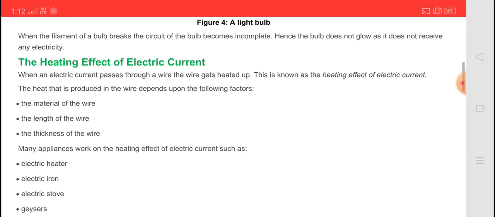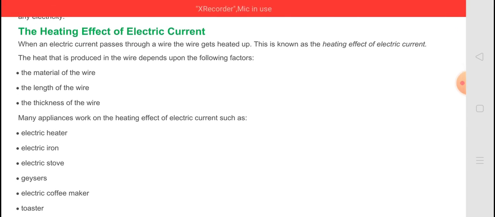Then we discussed what the heating effect of electric current is. We have seen that when electric current is passed through a conducting wire, the wire gets heated up, right? This is known as the heating effect of electric current, and the heat produced in a wire depends upon the following factors: material of the wire, length of the wire, thickness of the wire, right?